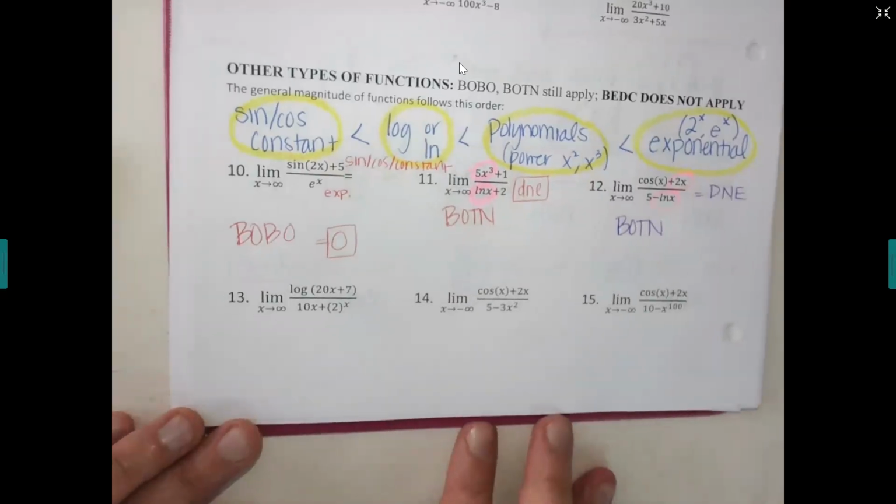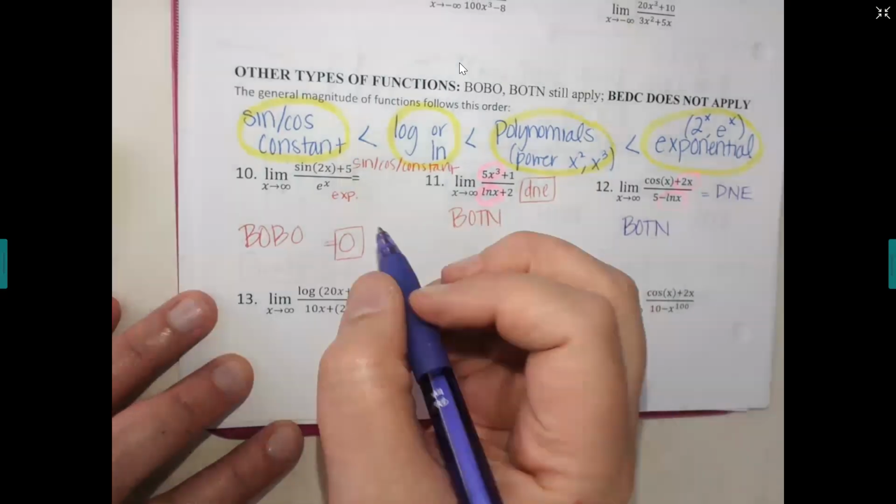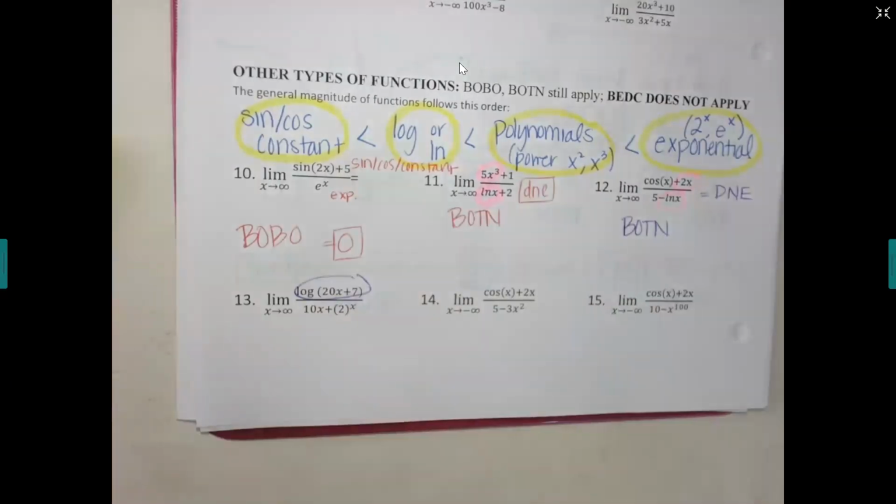Number 13. What type of function is the top? It is a log. Someone in the other class said, well, what about the 20x plus 7? Isn't that a polynomial? What is it inside? A log. This is a log. It doesn't matter what's inside it. If it's inside log or ln, then it is an ln or log type, which is this category.